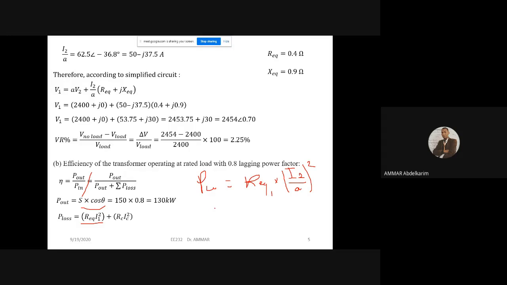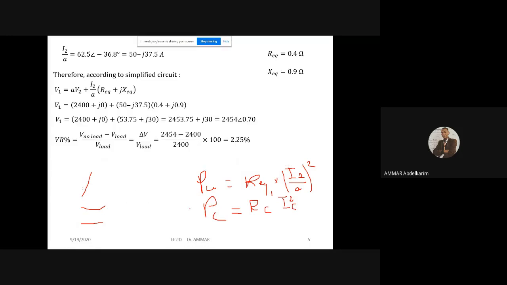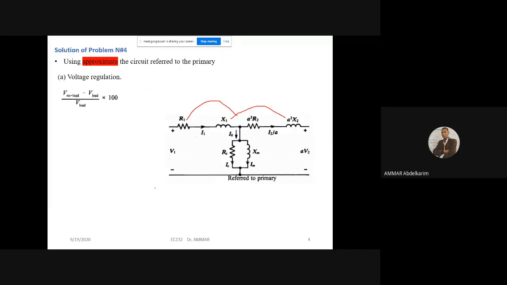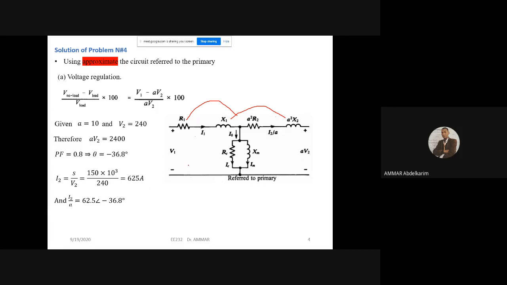The core losses can be calculated from the core resistance, since we said that this resistance represents the core losses. So the core losses, since the core resistance is given, equals to RC multiplied by IC square. IC is the core loss current that is flowing in the parallel branch. This is IC, the core losses current flowing in the core resistance.